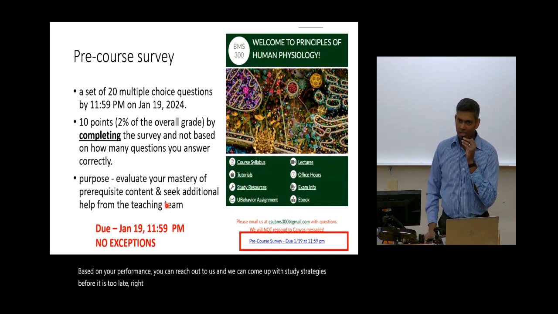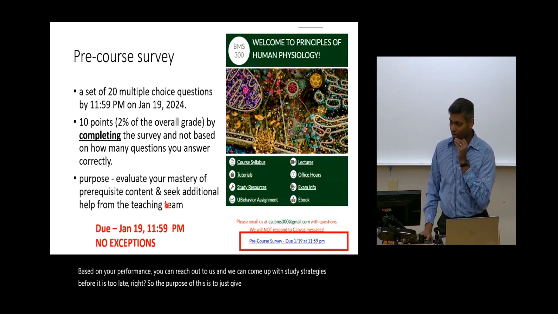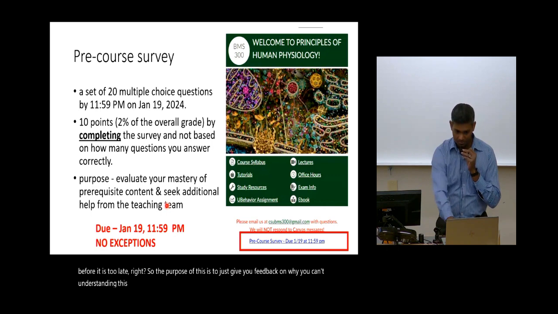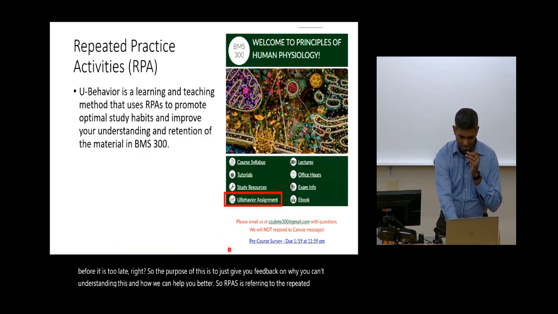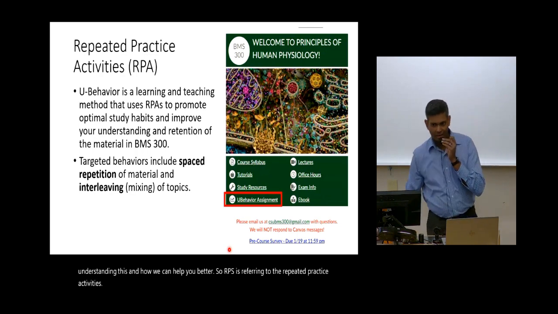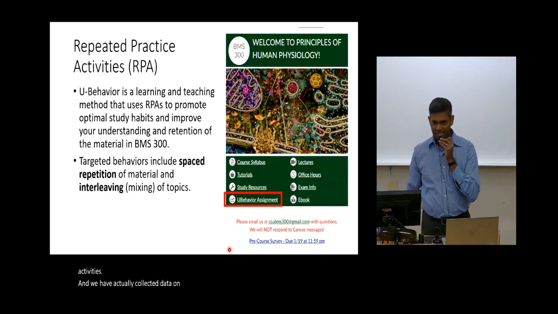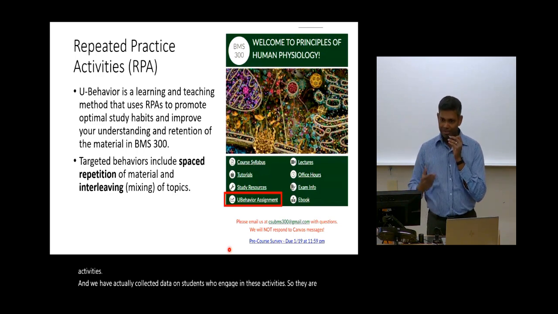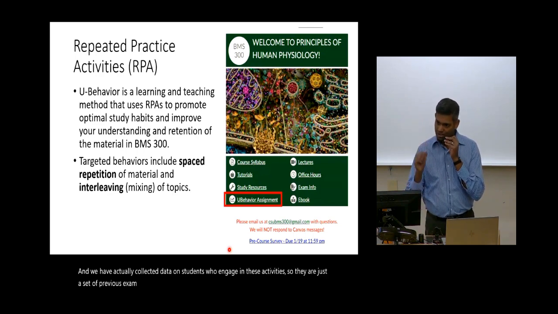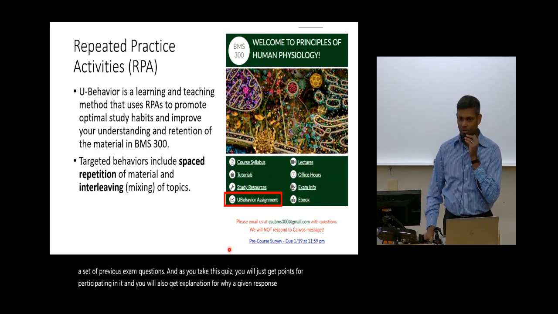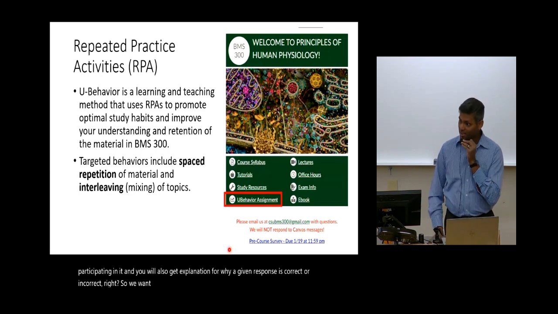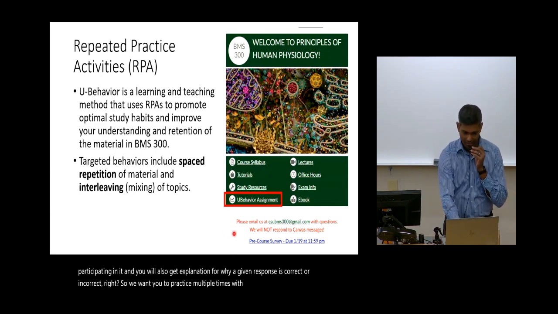So the purpose of this is to just give you feedback on where your current understanding is and how we can help you better. RPAs refers to the repeated practice activities, and we have actually collected data on students who engage in these activities. They are just a set of previous exam questions, and as you take this quiz, you will get points for participating in it, and you'll also get an explanation for why a given response is correct or incorrect, right? So we want you to practice multiple times with these RPAs.